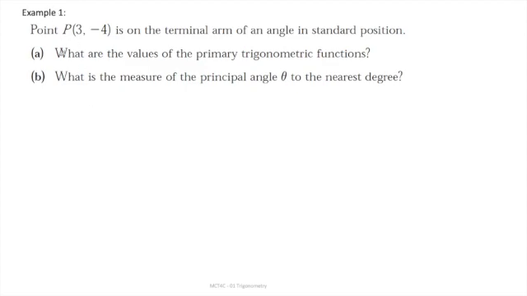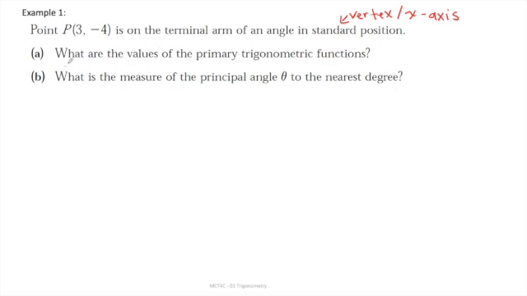For example 1, we have a point P(3, -4) on the terminal arm of an angle in standard position. Remember, standard position is at the vertex, and the initial arm has to be on the x-axis. It asks us what are the values of the primary trigonometric functions, and also what is the measure of the principal angle theta to the nearest degree.